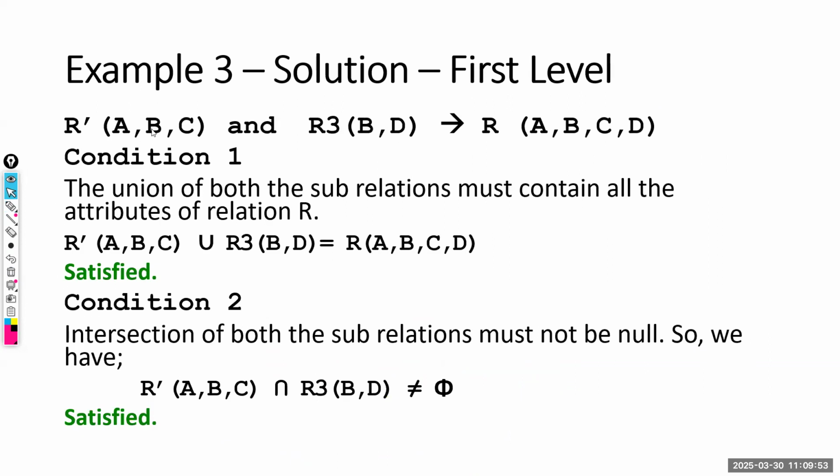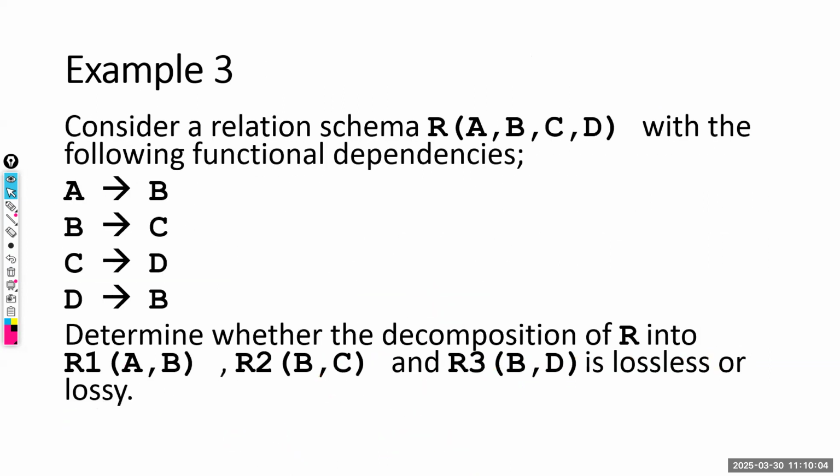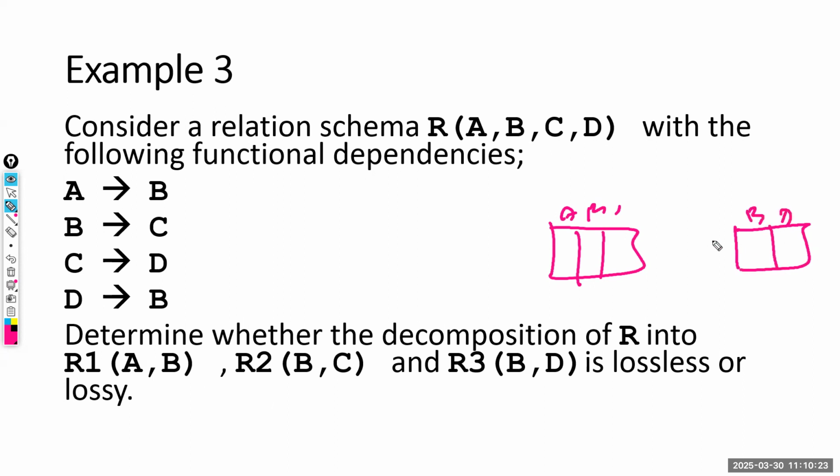Right. So remember, we are in the intermediate level, A, B, C, and B, D. So the first condition satisfied, second condition satisfied. Okay, let's look at the third condition. So we have A, B, C here, because we have taken these two together, and B, D here. And our common field is now what? B. Common field is B.